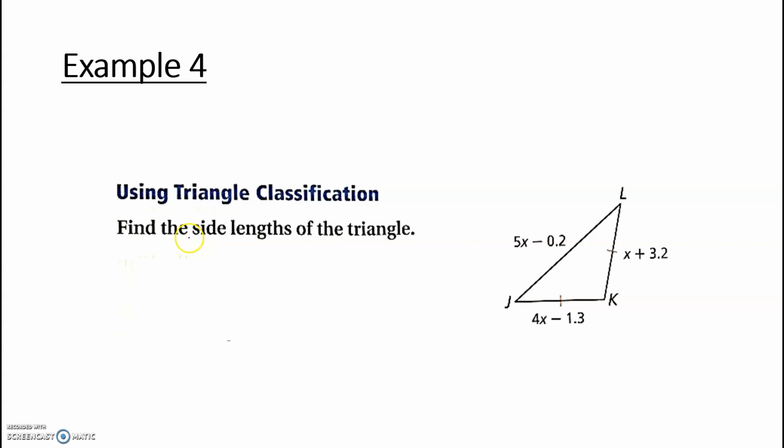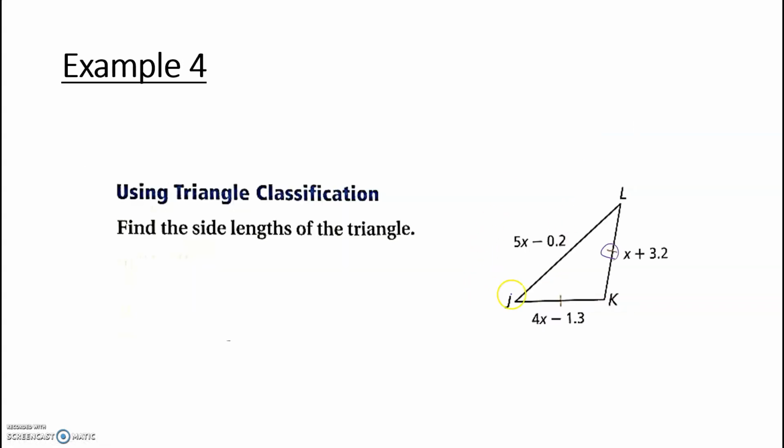So this one says find the side lengths of the triangle. So we're looking in this picture, right? And the one thing that stands out to me is those little tick marks. Oops. No, go back. There we go. So those little tick marks mean these sides are equal. So we would actually call this an isosceles triangle. So we know those sides are equal. We're going to set those sides equal. So 4x minus 1.3 has to equal x plus 3.2.